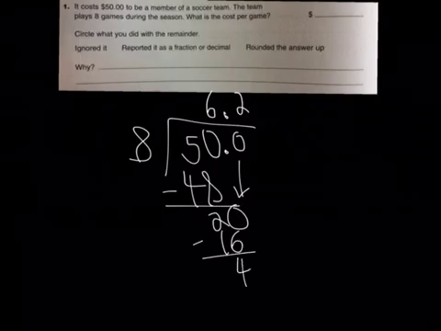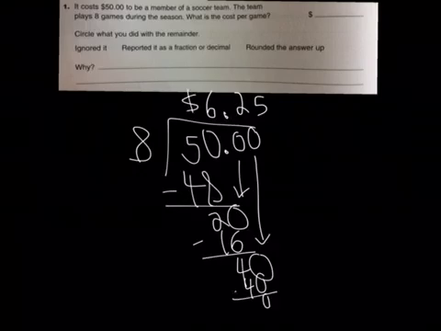I subtract, put a 4, bring down another 0. I have 40. How many 8s in 40? 5. 40 minus 40 equals 0, right? So it looks here like it's $6.25. Each game, out of the 8 games, each game is going to be $6.25. Okay, so please go ahead and copy this right there and let me know what you did.